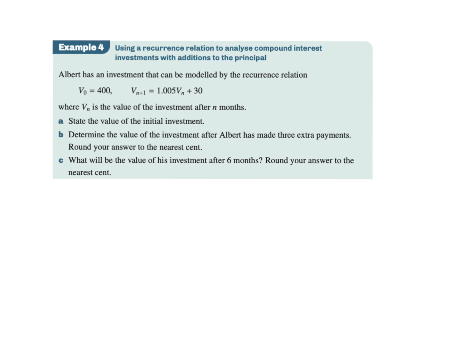So Albert has an investment that can be modelled by this recurrence relation, where Vn is the value of the investment after n months. Okay, so this is a monthly formula. So sometimes it's just good to write that because you might forget, in case they ask you something about what's happened after a year, you would need to check after 12 months. Okay, so with A, we're looking at that recurrence relation, and it's saying state the value of the initial investment. It's very easy, these questions, but they're just checking that you understand what a recurrence relation is. So what was initially invested? $400, because V0 is 400.